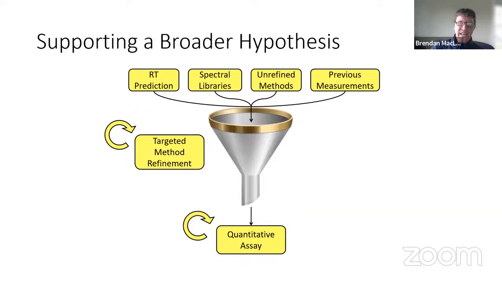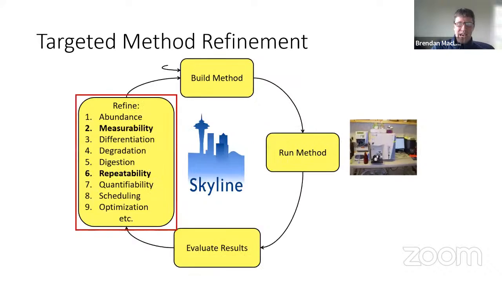Again, this is the concept of taking a very wide starting point with RT prediction, which could be spectral library prediction or a big spectral library like what we have, unrefined methods. We might have some previous measurement information, but we put it into this idea of method refinement. And then we feel that if we do that, we can have a better quantitative assay for fewer things than what we started with. So this again is that loop.